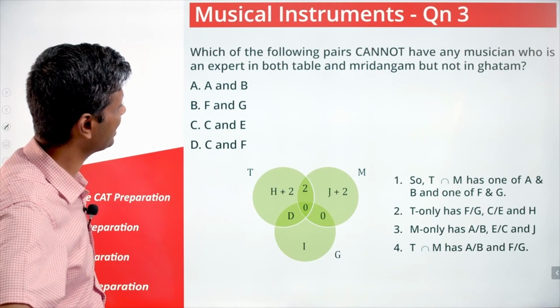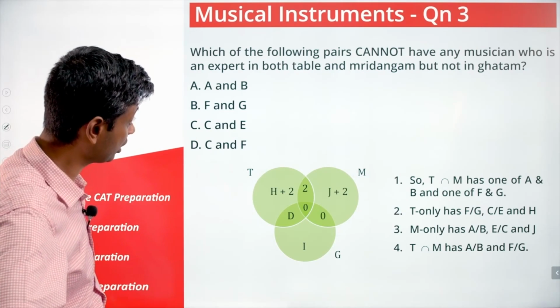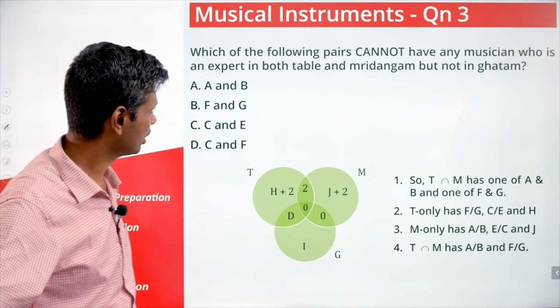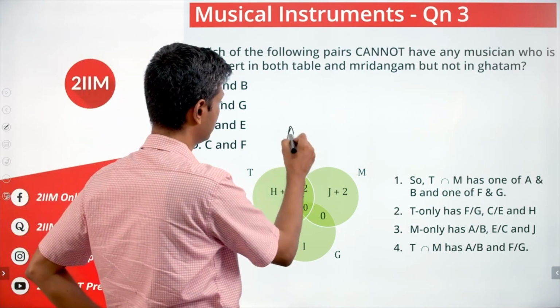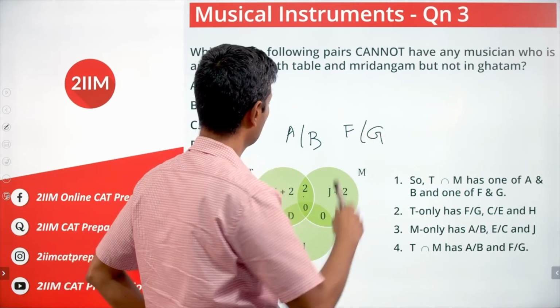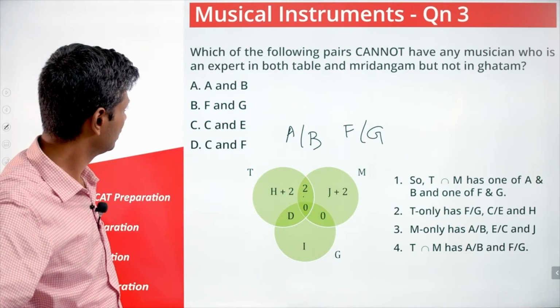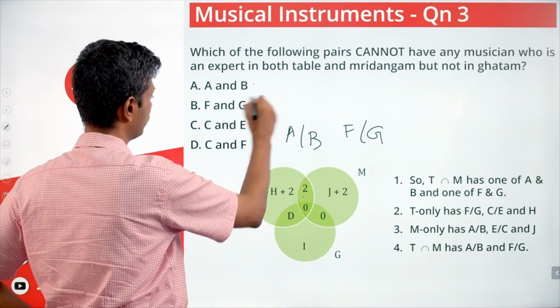Which of the following pairs cannot have any musician who is an expert in both tabla and mridangam, but not ghatam? Tabla and mridangam, but not ghatam. This one. So it is one of A or B and one of F or G. It could be AG, BF, AF, BG, any of that. It cannot be A and B. This is the answer. It could be F and G.